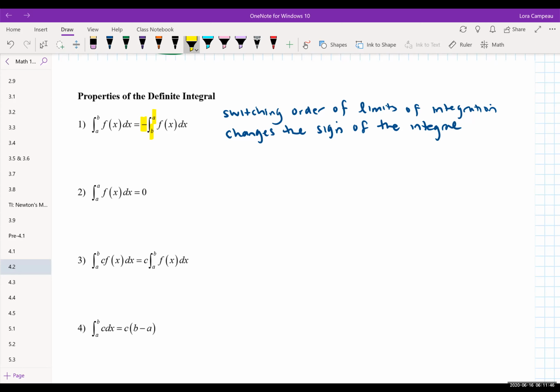Now, item number 2. Here we are looking at the limits of integration. They happen to be the same. So if the limits of integration are the same, the integral should be equal to 0 because you don't really have anything to collect or dump. So you have to kind of be careful. So what are you looking at?